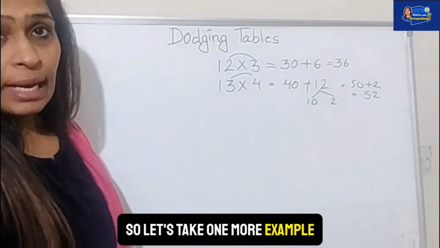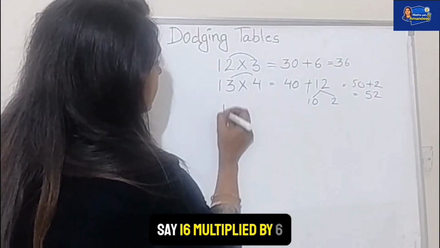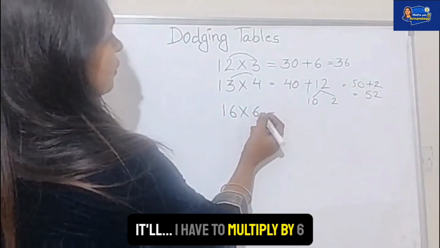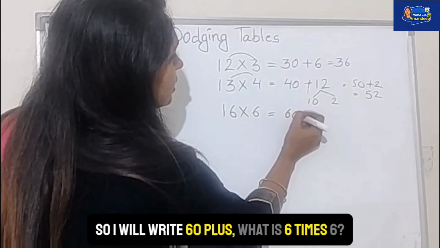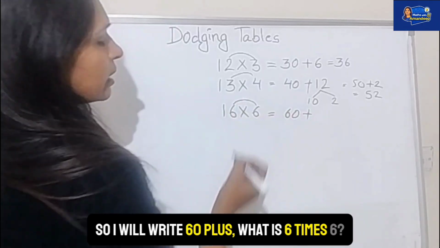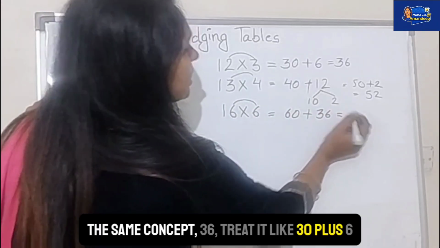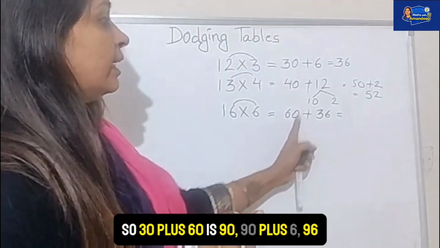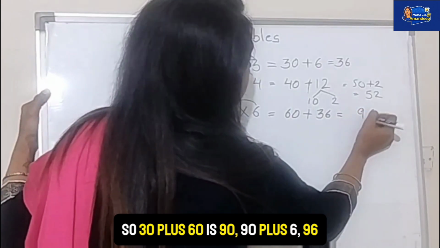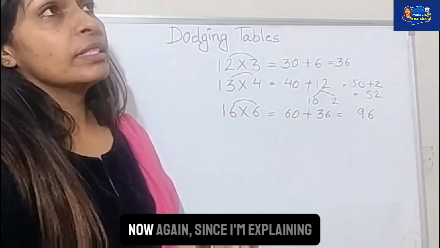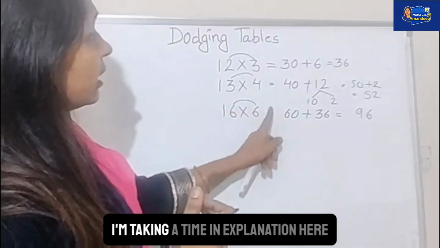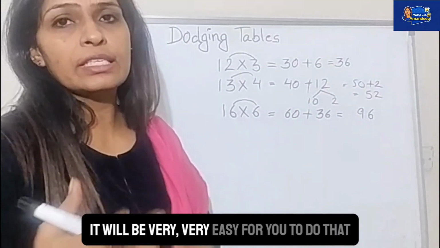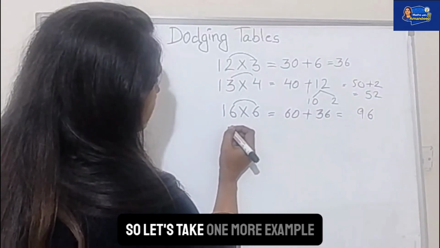So let's take one more example. Let's take a bigger number now. Say 16 multiplied by 6. So what is the first step? I have to multiply by 6. So I will write 60 plus, what is 6 6s? 36. The same concept, treat 36 like 30 plus 6. So 30 plus 60 is 90. 90 plus 6, 96. Isn't it so cool? Now, since I'm explaining, I'm taking time in the explanation here. But when you do a lot of practice, it will be very, very easy for you to do that.